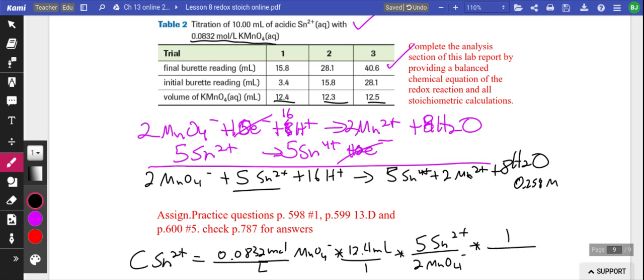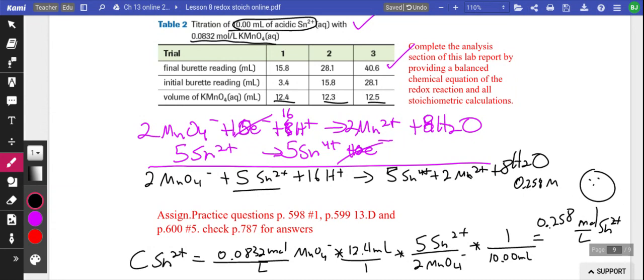And then our last step is that's moles of tin 2 plus, but we want moles per liter, and it's 10 milliliters of tin 2 plus. Okay, so concentration, moles per liter of tin 2 plus. And you plug it in, you should get 0.258 moles per liter. And if you do, hip, hip, hooray.